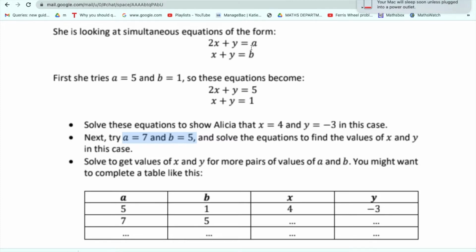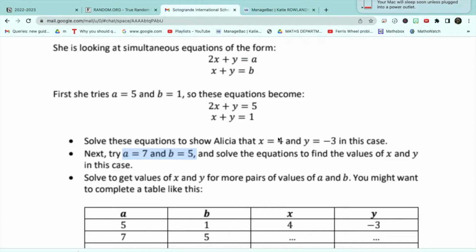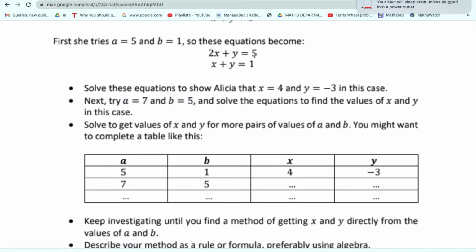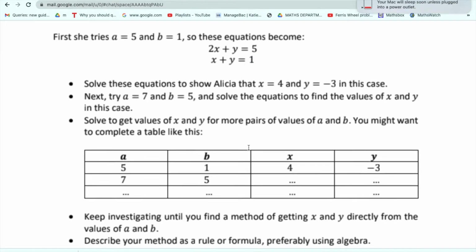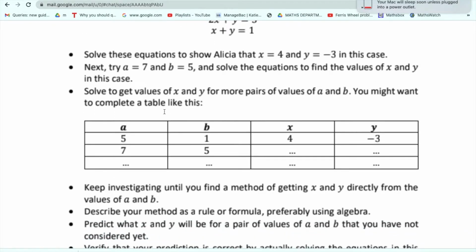Then she's going to try another random pair of numbers for A and for B. This time she's going to choose 7 and 5. So she's going to replace this number 5 with 7 and this number 1 with 5. And then she's going to simultaneously solve again using the same method as before.